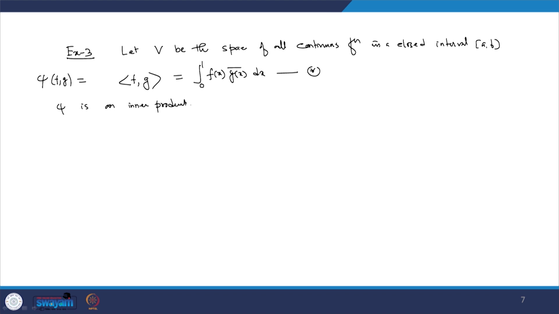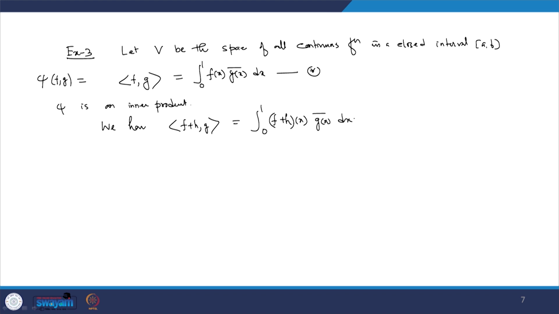I have to again check whether it is an inner product or not. I have to check all the 4 axioms. Linearity axiom: we have inner product of f plus h comma g equal to the integral from 0 to 1 of (f plus h)(x) times g(x) bar dx.